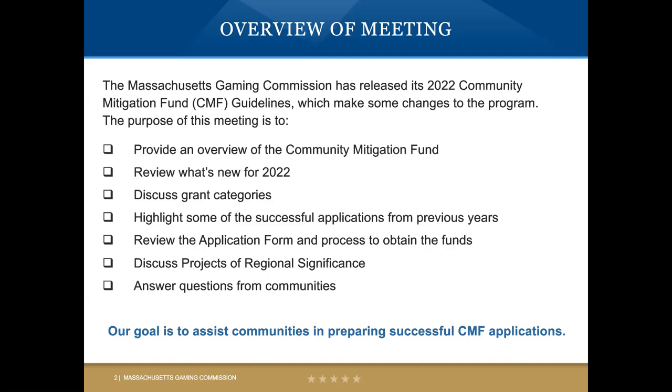And then for this year, we have some folks from Chelsea and Foxborough and Lynn who are going to talk about some of the applications that they've done with the Community Mitigation Fund over the last few years. And again, hopefully you'll be able to get some good ideas from them, perhaps on some of the things you might consider doing for yourselves for the 2022 application.